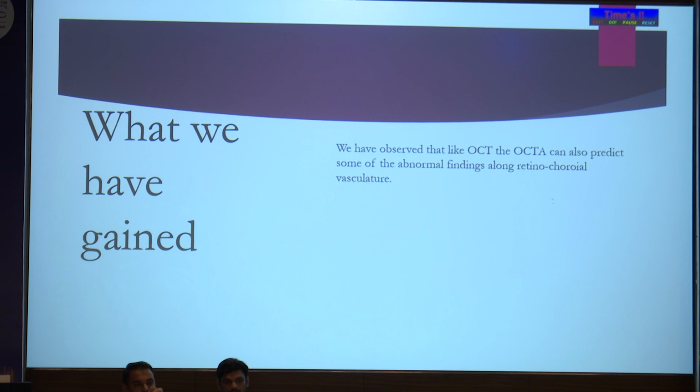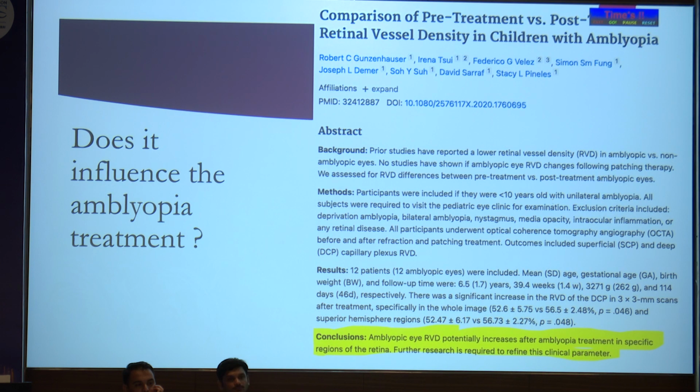Coming to what we have gained, like OCT, OCTA can also predict some abnormal findings, like I already discussed, that the vascular plexuses located in the retina might be affected, or may not be affected. So there is a variety of changes which have been documented. Not just that, when it comes to management also, we have seen in the literature a study done by Guhen Hazar et al. They found that amblyopic eye retinal vascular density potentially increases after amblyopia treatment in specific regions of the retina.